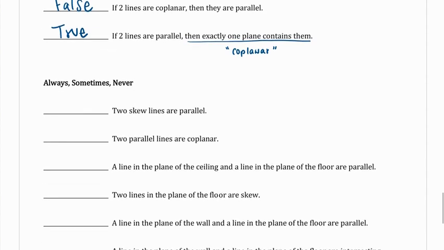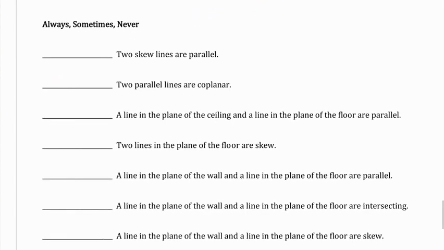Okay, and some of our always, sometimes, never, same idea, but now we've got three choices. First one, two skew lines are parallel. Well, we said that at the beginning. Oh, sorry. Skew lines are not parallel. Those are two completely different definitions. So skew lines are never going to be parallel. Two parallel lines are coplanar. Parallel lines always have to be coplanar. That is part of our definition. So that would be always.